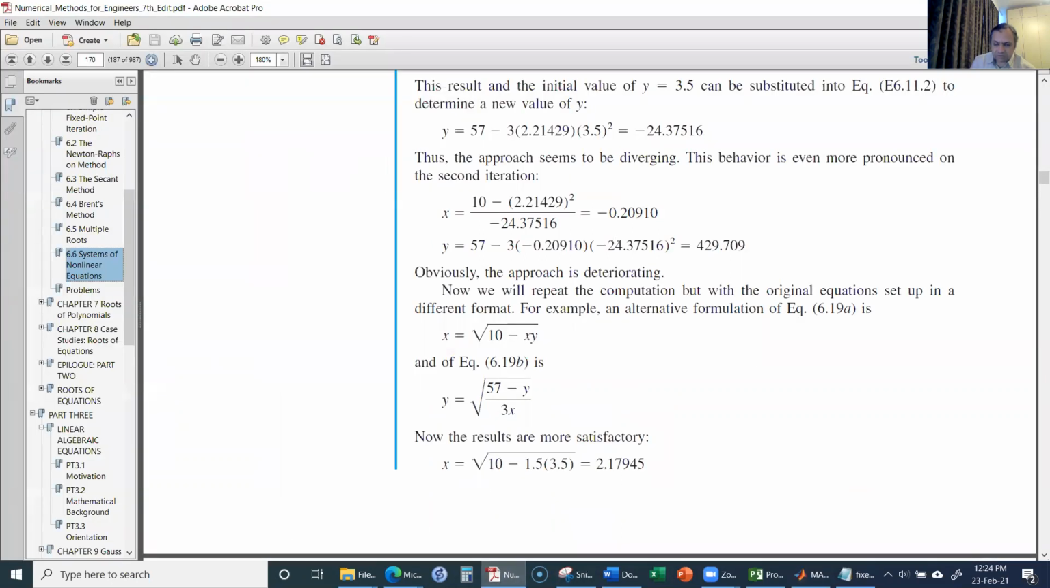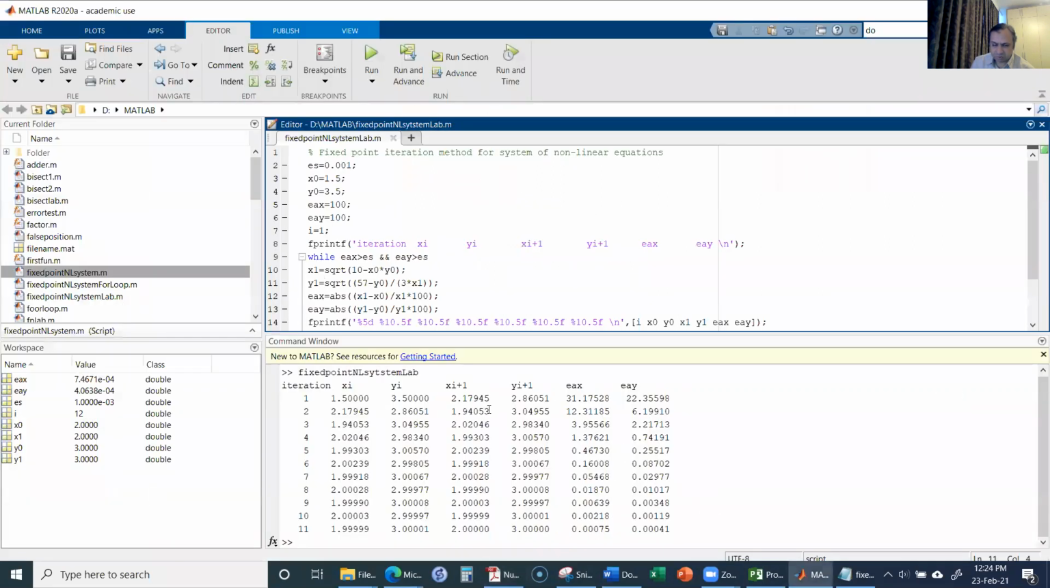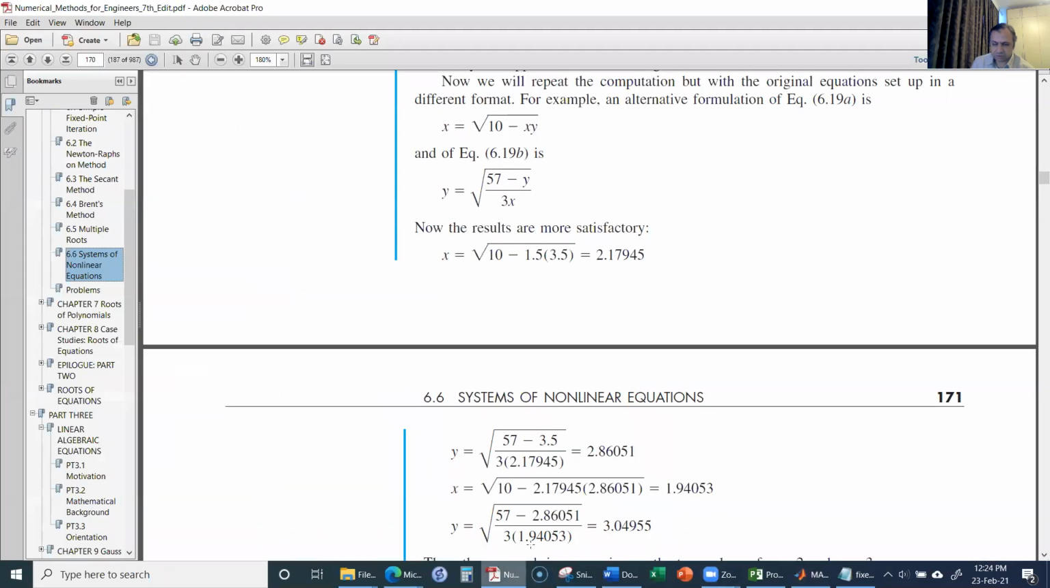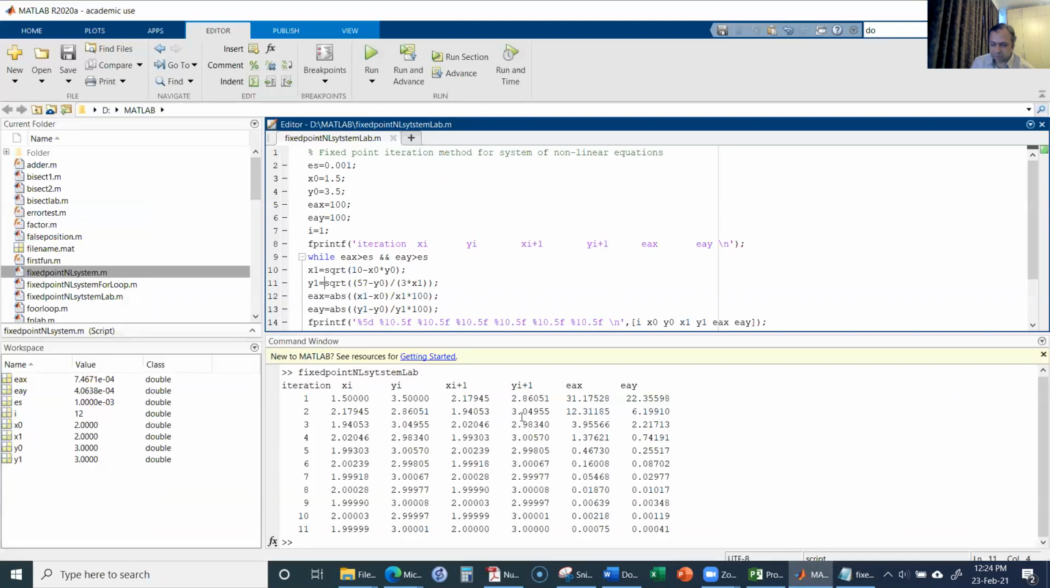Okay, if you see from here, in the first iteration, we got 2.179 and 2.86. And in the second iteration, we got values of 1.94 and 3.04. And then similarly, these errors are decreasing, and we are getting the converged solution at 2 and 3. Okay.